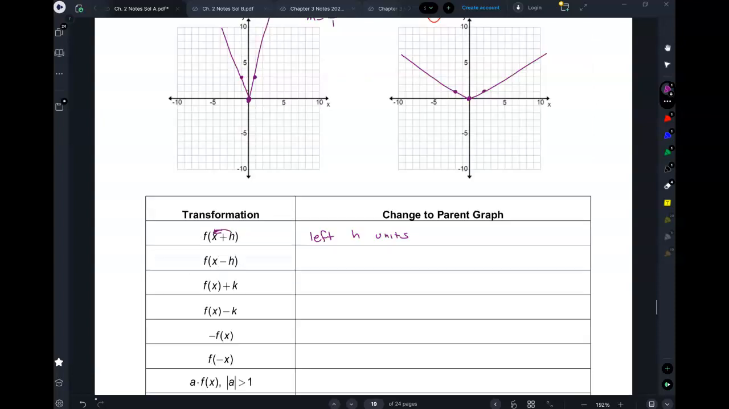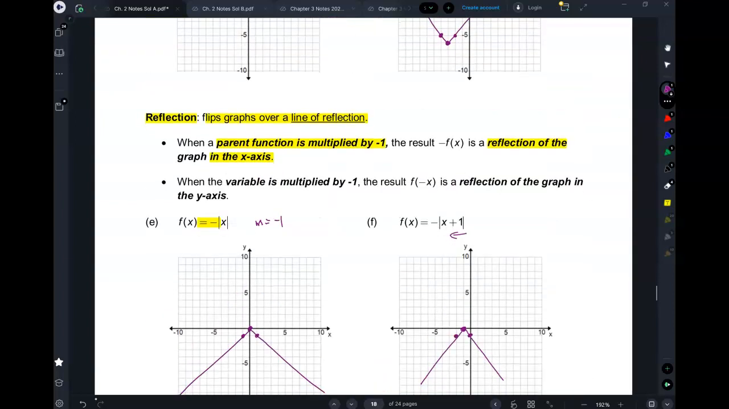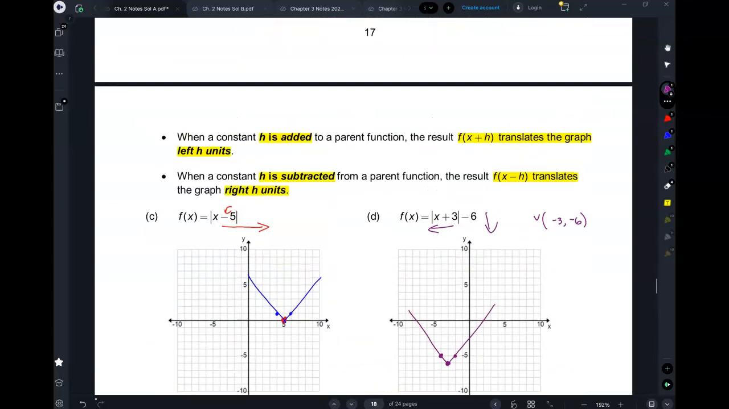Okay? Why'd you say? We just did that. Look. Here. H is for horizontal? No. Okay. If you have x plus a number, where does this 3 move it? To the left. Left 3. Yeah. So if it's plus a number, it moves to the left by however that number is.